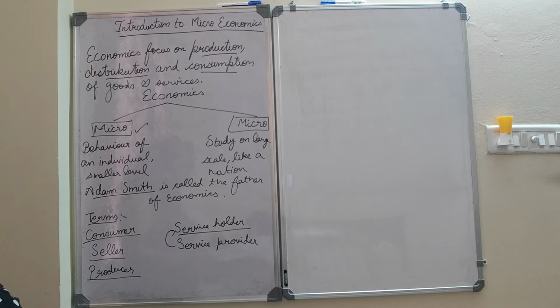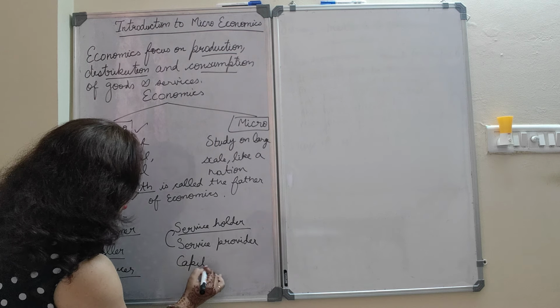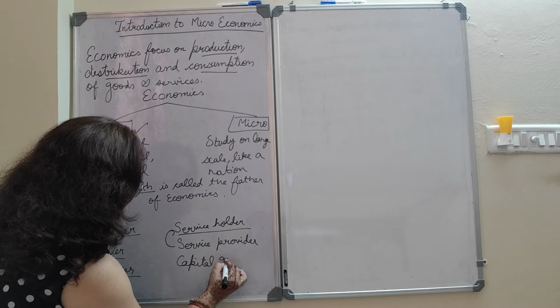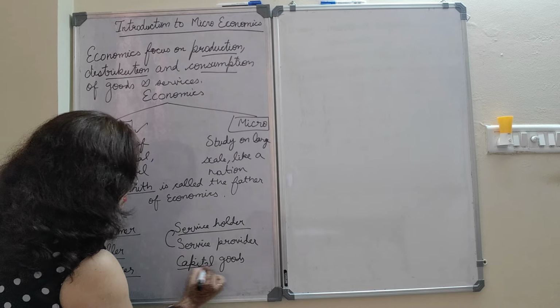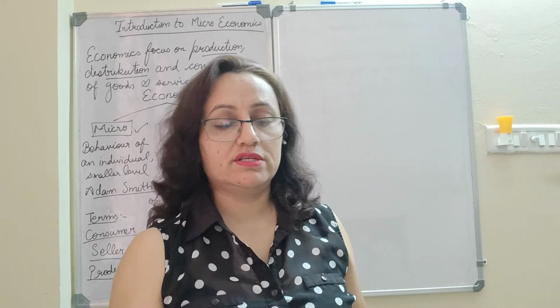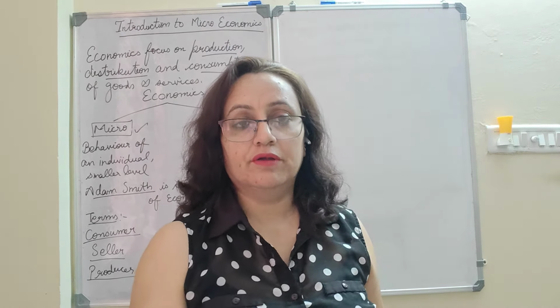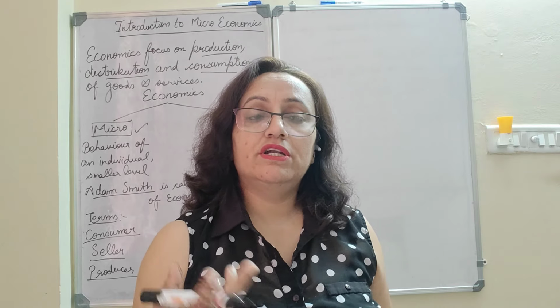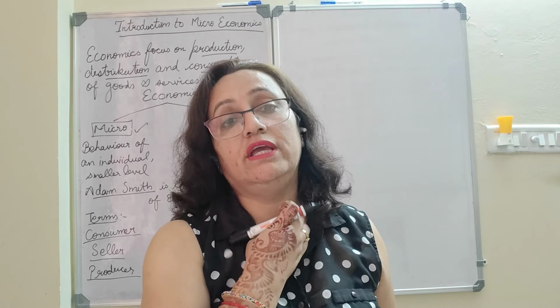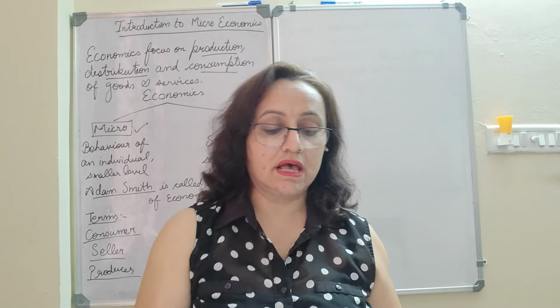Now capital goods: goods which are produced for other goods are called capital goods. Means the goods which help in the further production of other goods, like extraction of wood from the forest. So wood becomes a capital good for a furniture maker, a person who is making furniture. So for him wood acts as a capital good. This is just an example.